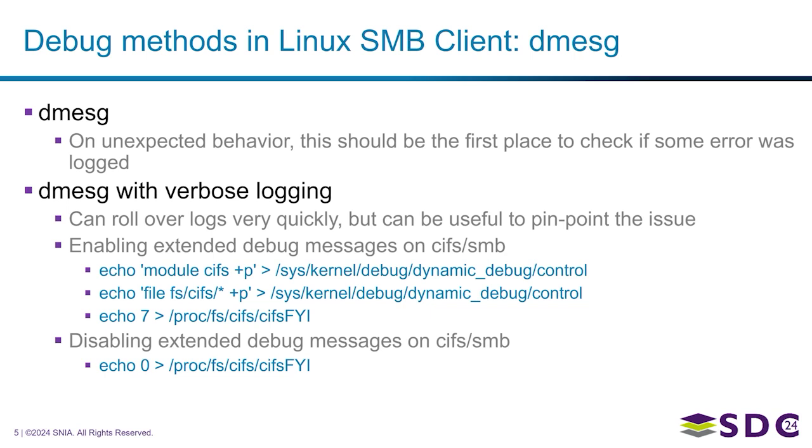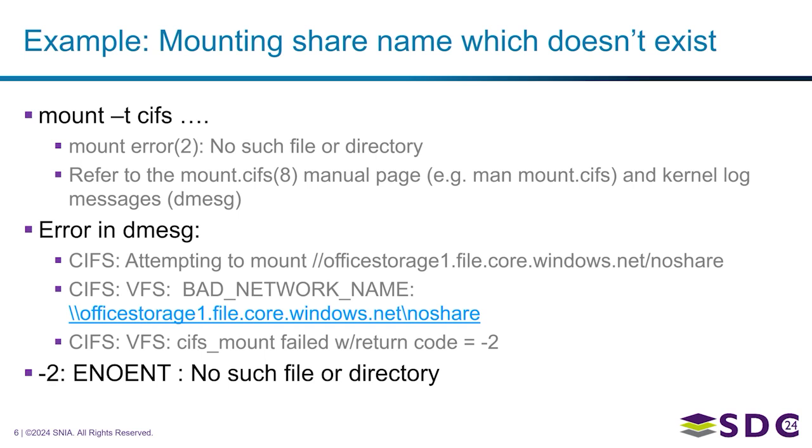If you want more verbose logs, you have these commands to enable more logs on the cifs client, and at the end of it, you echo 7 to cifs, which basically enables verbose logs. If you want to disable after some time, then you can echo 0, which basically controls the verbosity level. And this is an example of dmesg while trying to mount a share.